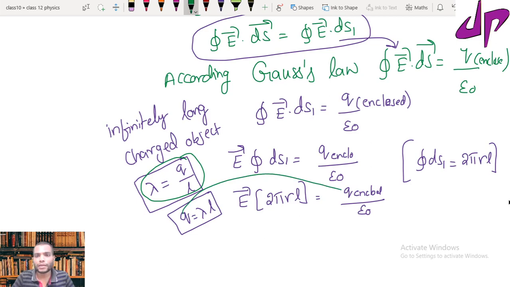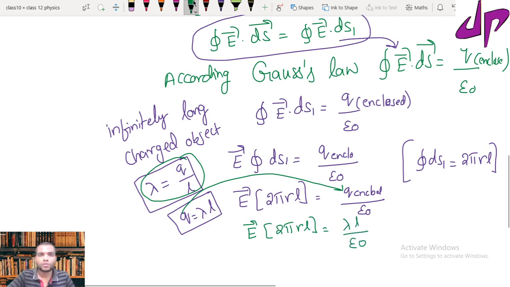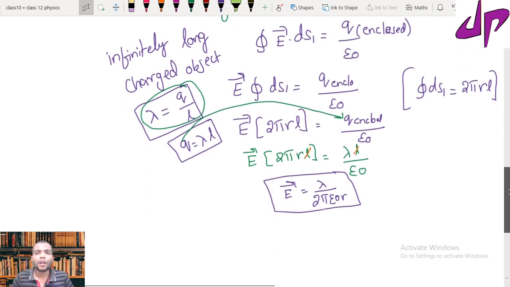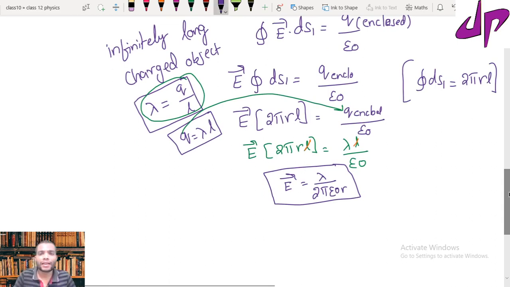Now you can substitute the Q value here. It becomes E bar times 2 pi R L equal to lambda times L upon epsilon naught. Now you can cancel L on both sides. The leftover term is what we need to find, the electric field: E bar equals lambda by 2 pi epsilon naught R. This is the expression for the electric field at a distance R due to this infinitely long charged object. So this is the final expression.